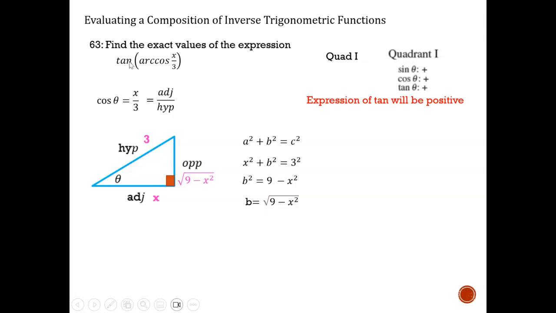Now we're looking for the tangent. A tangent is opposite over adjacent. The opposite is the square root of 9 minus x squared, and the adjacent will be x. So this is my result: the square root of 9 minus x squared over x.